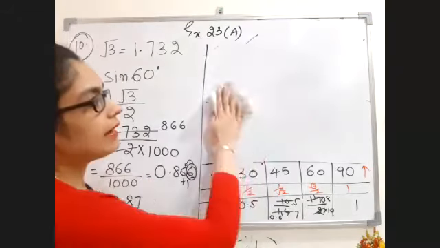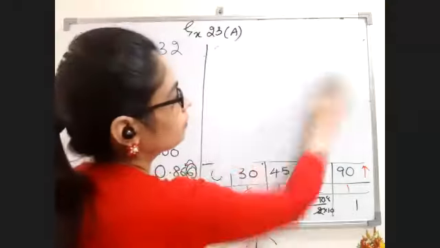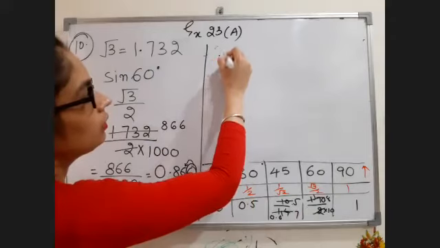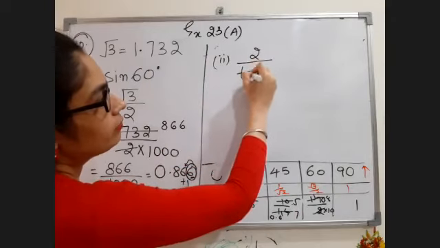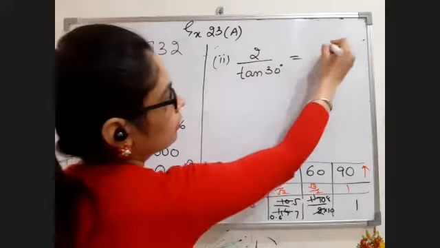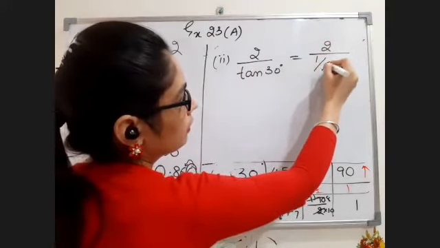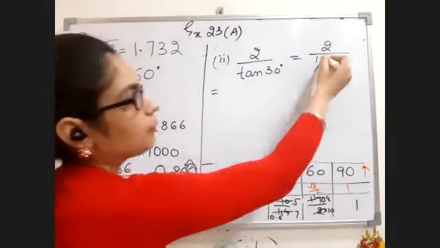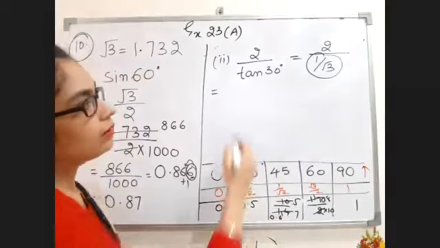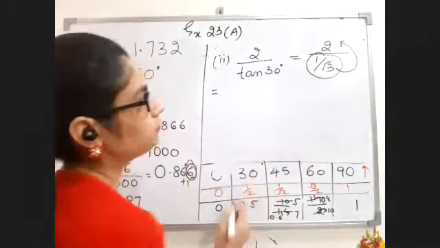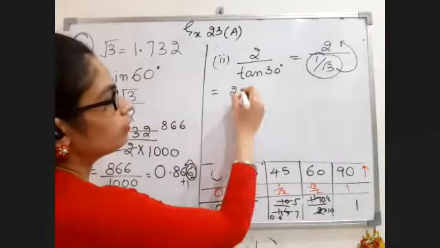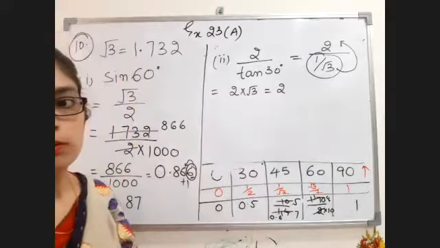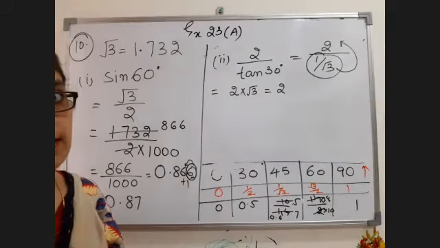Yes. Tan 30 is 1 by root 3. Just do it. It is 2 by tan 30. What is the value of tan 30? 1 by root 3. Now in the next step, 2 into root 3 by 1, because it's a fraction, so root 3 will go up here. So 2 root 3.